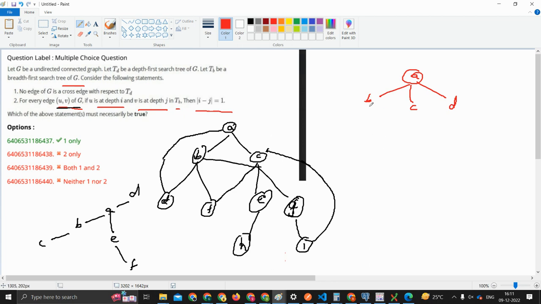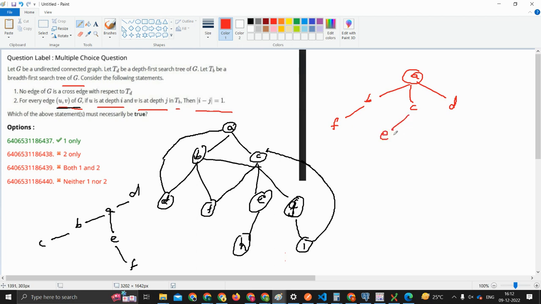Go ahead. Then we'll go for B. B to D is already done, visited. B to F, very good. And C is already visited. You can't go anymore, right? And C to, what is this? E. Yeah. C, F. Okay.